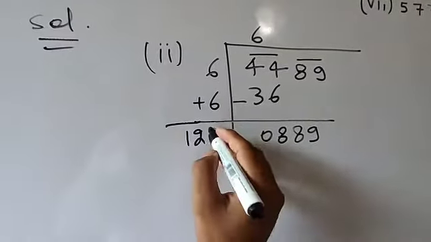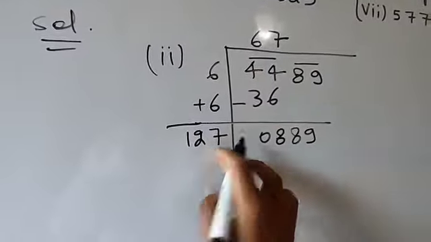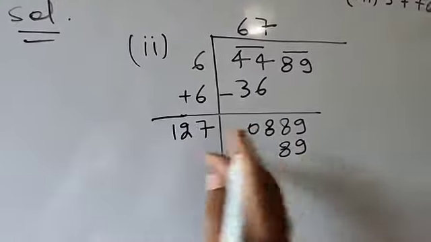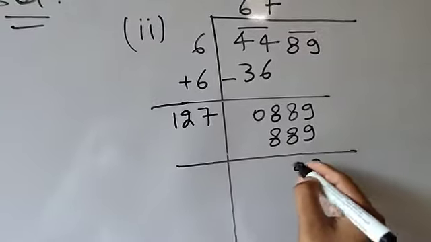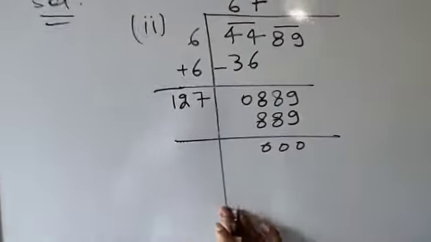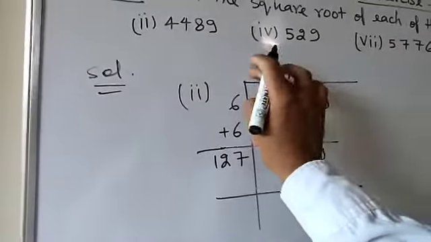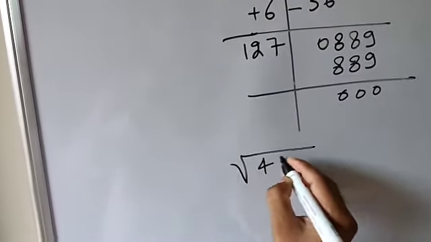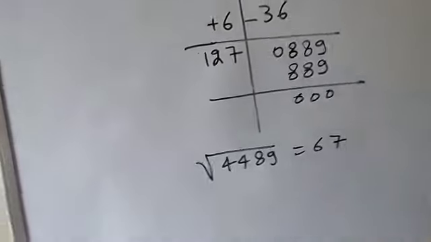So if I put 7 here, and here I will put 7. Then 7 7s are 49, 7 2s are 14, plus 4 is 18, and 7 1s are 7, plus 1 is 8. Now here it is 0 0 0. So now the remainder is 0. Now there is no other pair. So what is the square root of that number? Whatever number you get here will be the square root. So here you will write square root of 4489 equal to 67.